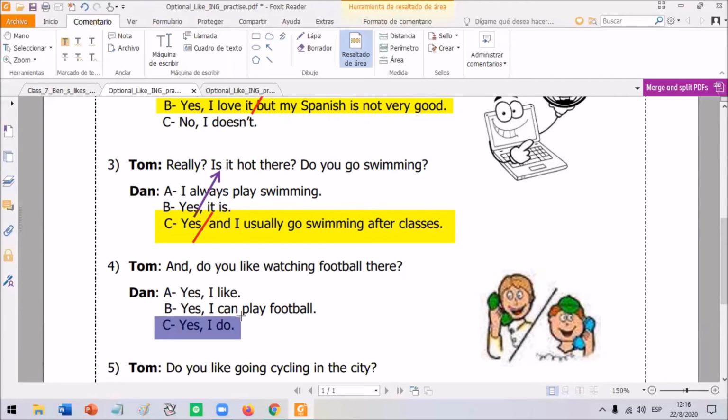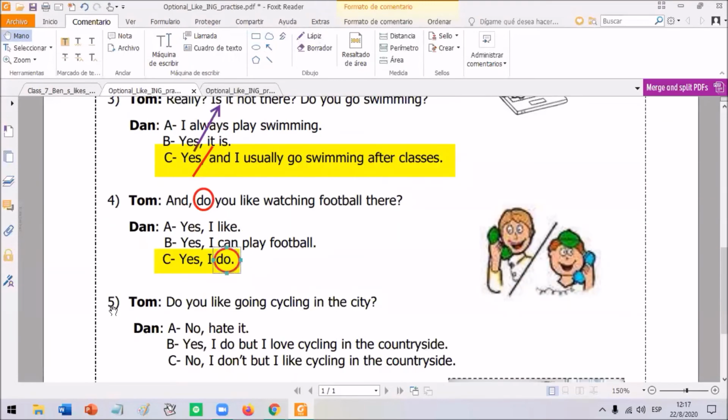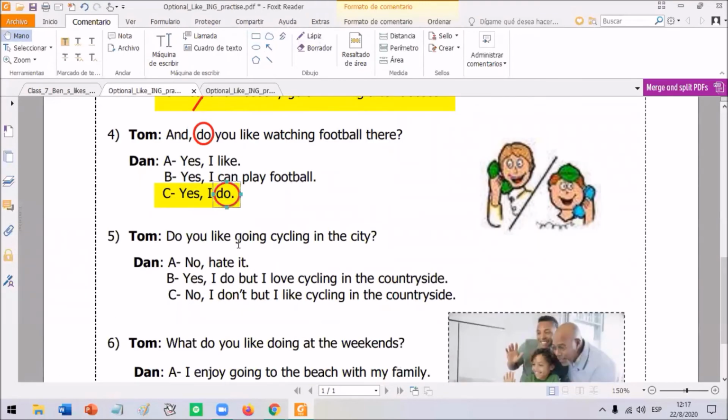Yes, I do. Okay. We know that option A is wrong. We should have said, yes, I like it, but no. And the second option, I can play football, is about abilities. But we are not asking about abilities. We are not saying, can you play football? No. Do you like watching football on TV? Well, watching football? Yes, I do. That's it, okay? Again, we have a question beginning with do, and we also use do in the answer. This is a more traditional, conventional answer. Then, number five, do you like going cycling in the city?